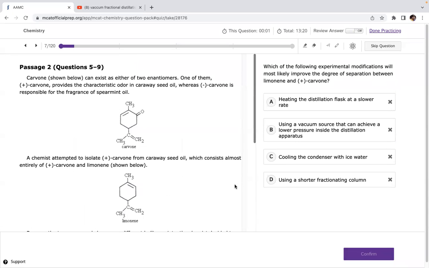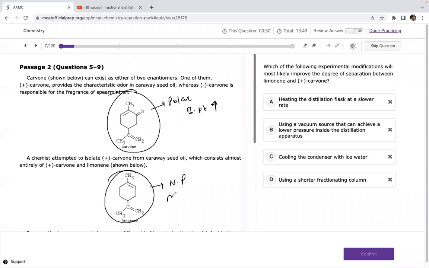Which of the following experimental modifications will most likely improve the degree of separation between limonene and carvone? Again, if you compare both compounds, the difference is only in the polarity. Polar groups have a higher boiling point and non-polar have a lower boiling point. I can write here, this is polar, so the boiling point is high, and this is non-polar, so the boiling point is lower. And what is the definition of the boiling point? It is the temperature at which the surface pressure is equal to the atmospheric pressure.